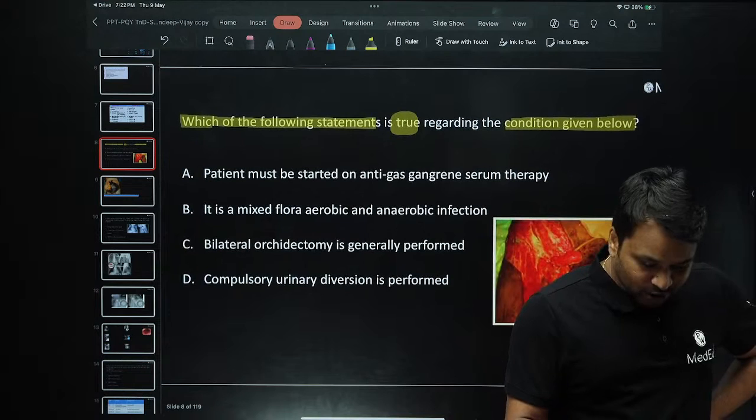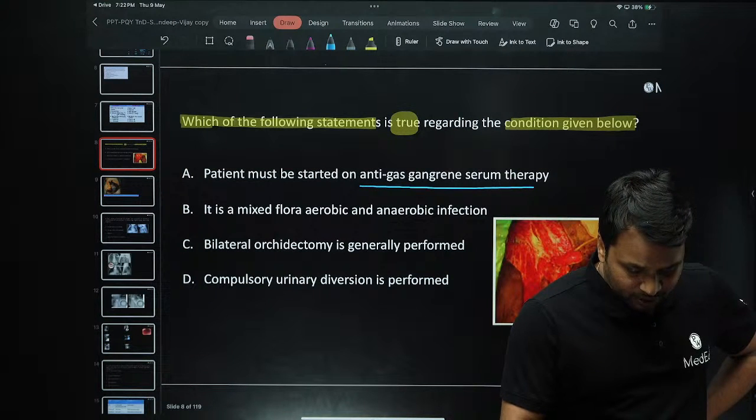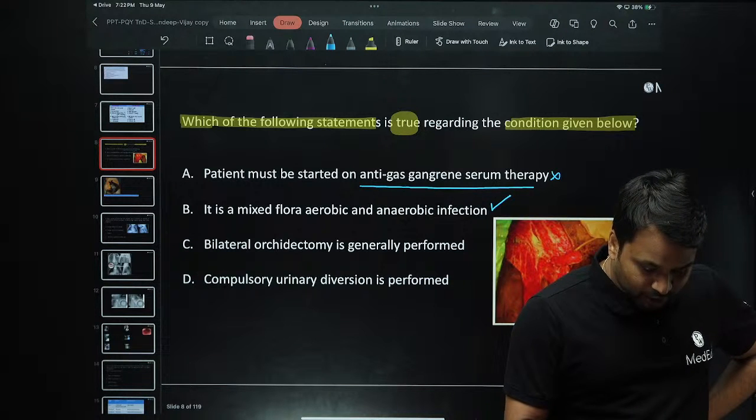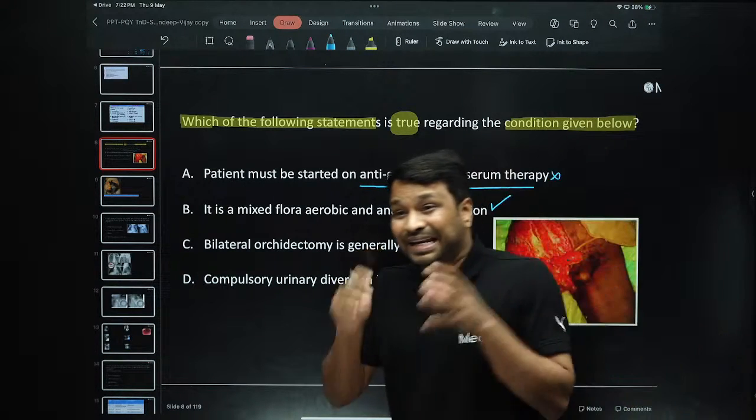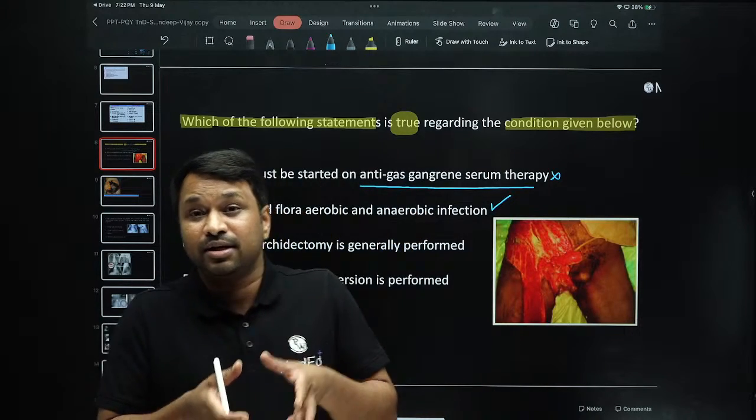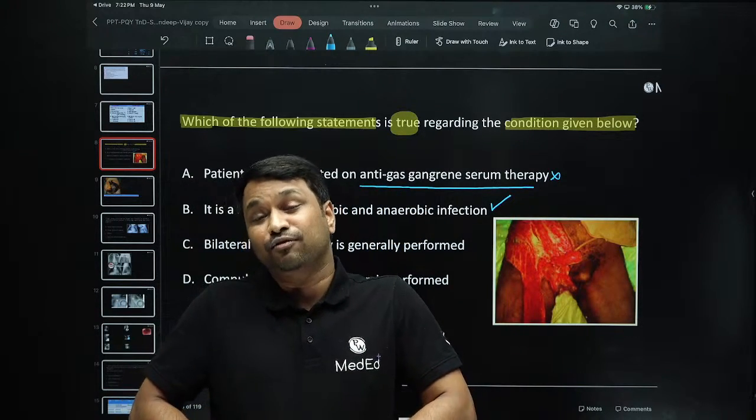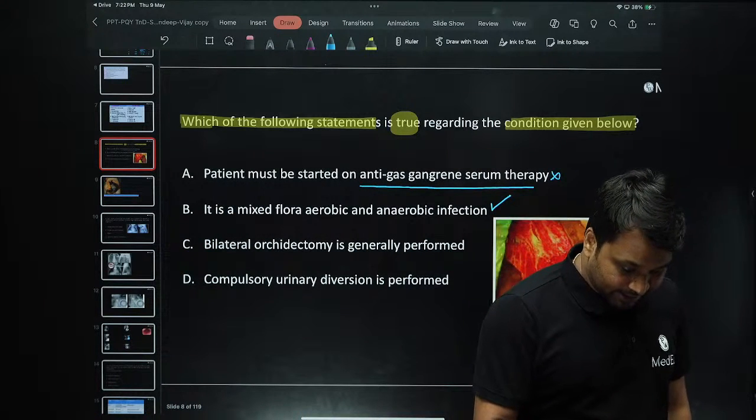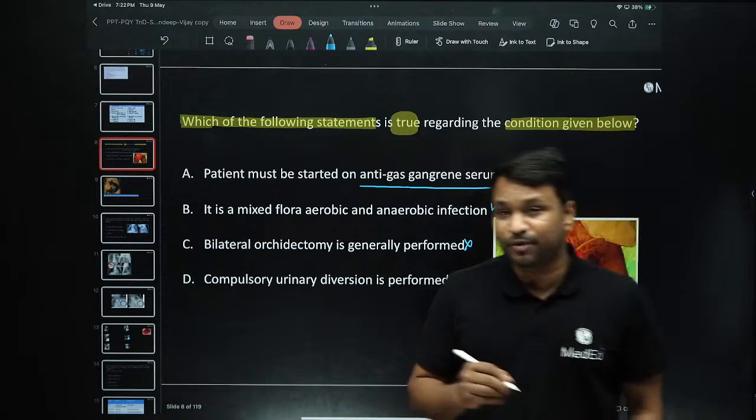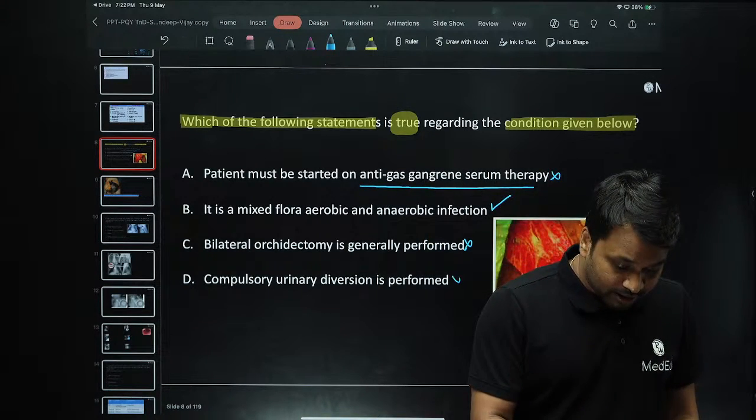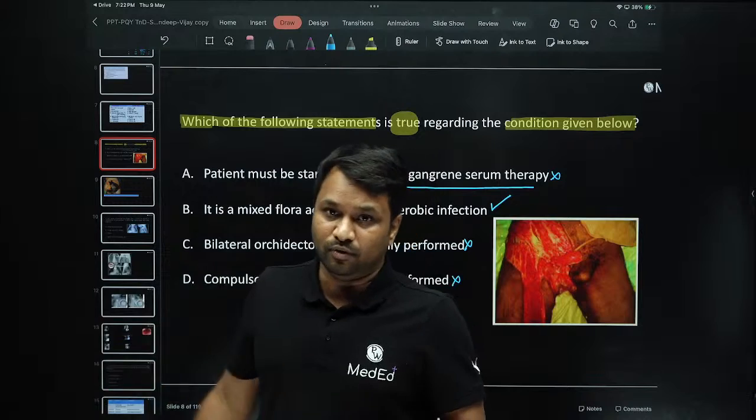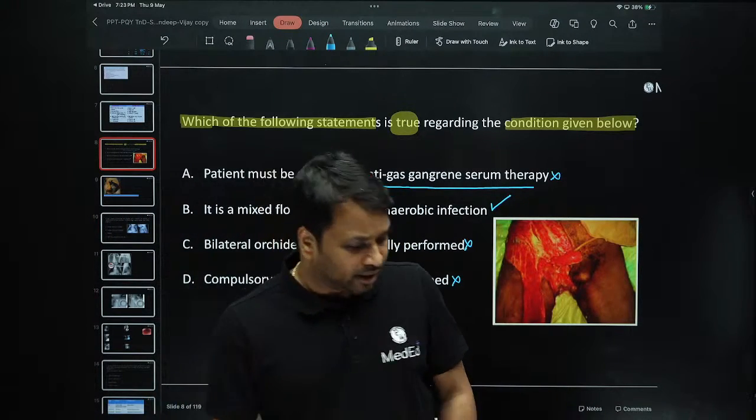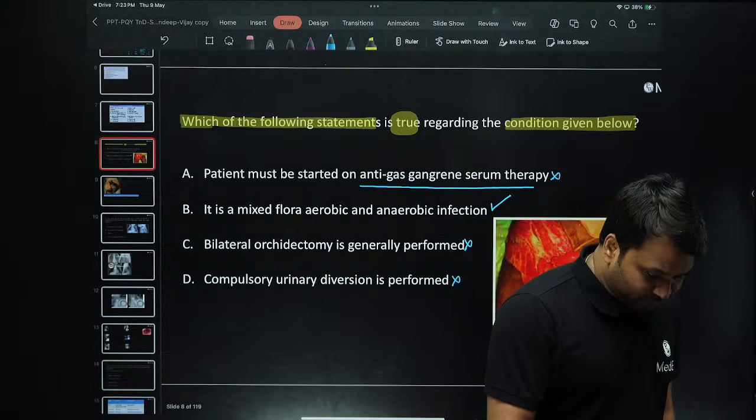Patients must be started on anti-gas gangrene serum therapy: not necessary. Mixed flora, aerobic and anaerobic respiration: correct. Bilateral orchidectomy is generally performed: if it is a Meleney's ulcer, a synergistic gangrene of the abdominal wall that involves the scrotum and testes, then you have to do an orchidectomy. Otherwise, it is not necessary. Compulsory urinary diversion is performed: no, it is only performed if the urethra is getting involved. Otherwise, you can put a Foley's catheter and be done with it. So the answer here is going to be B.